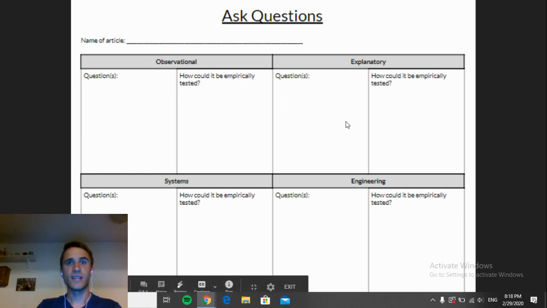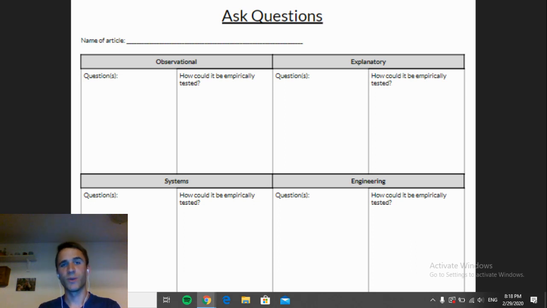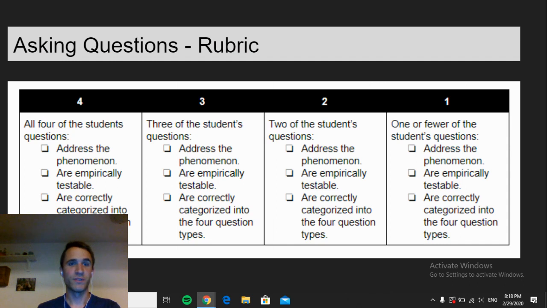The reason we're doing all this, guys, is we're working towards a summative where you're going to be assessed on how well you ask questions. And this is what the rubric on that summative is going to look like. For that summative, you're going to be given a phenomenon, and you are going to have to ask 4 questions, one for each type of question: observational, explanatory, systems, and engineering. To get a 4, all 4 of your questions should address the phenomenon, be empirically testable, and be correctly categorized into the 4 question types.